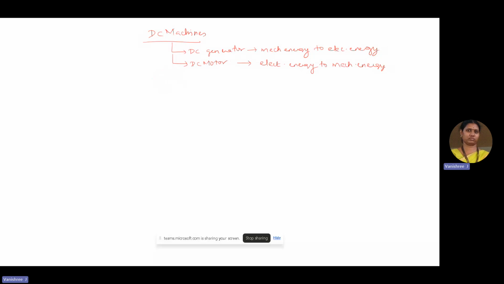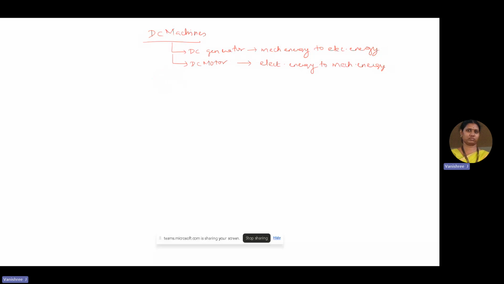So if the given input is mechanical energy, and if we retrieve electrical energy as the output, we can say that we are utilizing the machine as DC generator. And the same DC machine, if electrical input is given and if mechanical energy is taken, then we can say that it is the DC motor.